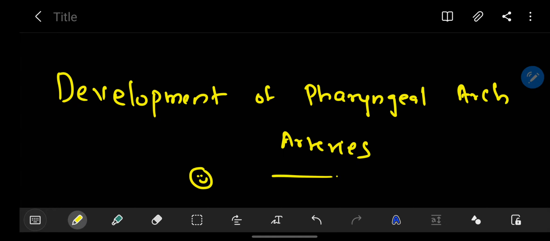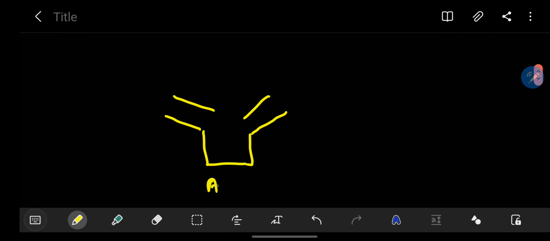Development of pharyngeal arch arteries. So this is the aortic sac, and this is the right horn, and this is the left horn. The aortic sac, its right horn and left horn.